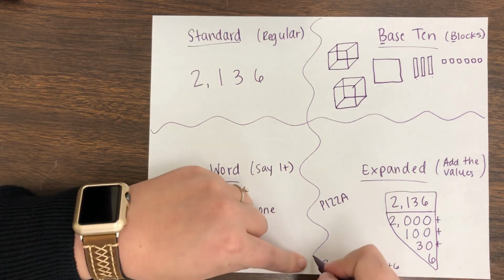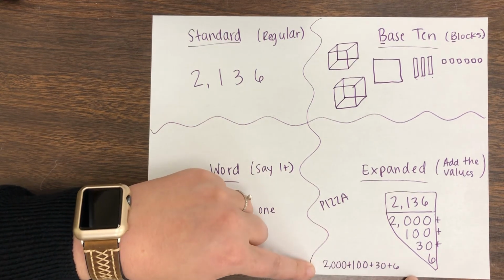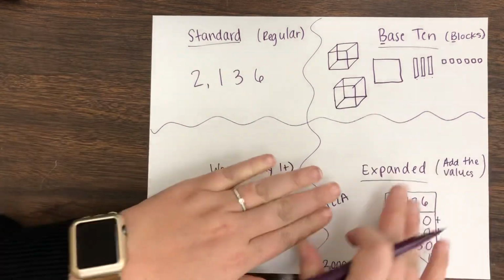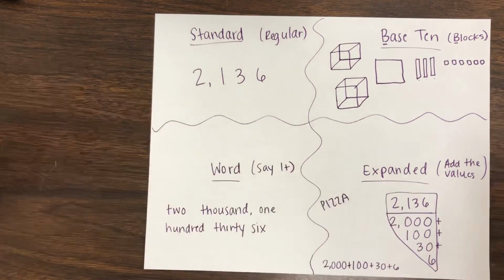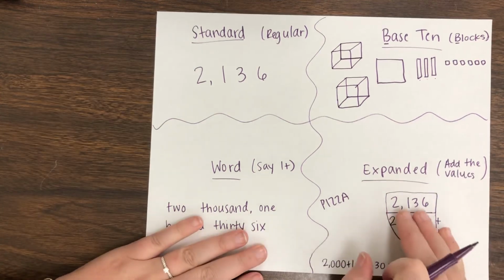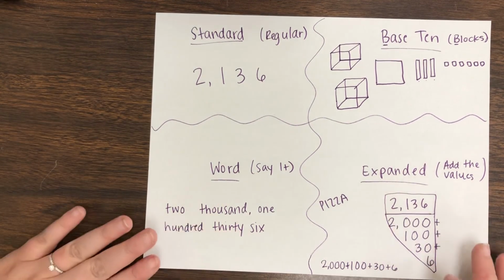Okay, and then you'll probably see it written like this though, stretched out. Expanded form is when you take something and you stretch it out. That's what we're doing with this number. We're taking it and stretching it out and adding the values together to get this number, to get the standard form, okay? So these are our 4 different forms.